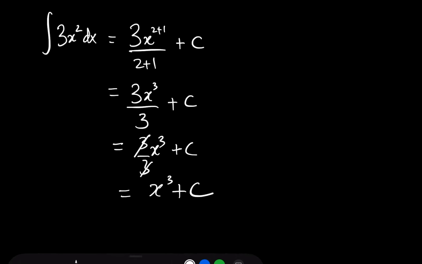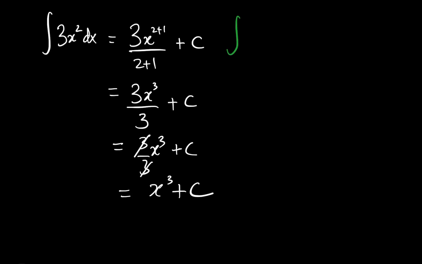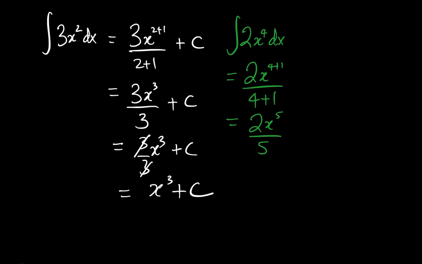Now, let's take another problem. If you have the integral of 2x to the power 4 dx, it is going to be equal to 2x to the power 4 plus 1, and we divide by the result, 4 plus 1. We end up getting 2x to the power 5 divided by 5. But don't forget, we need to add our c. So we have 2 over 5, 2/5 of x to the power 5 plus c. And there you have it.